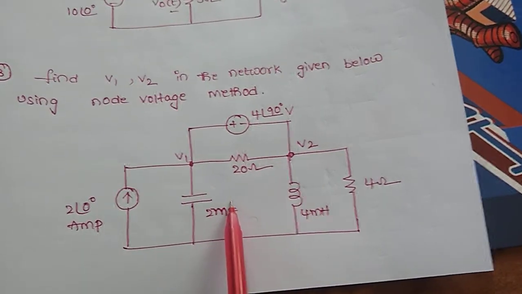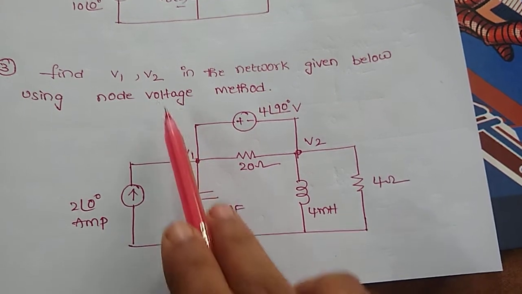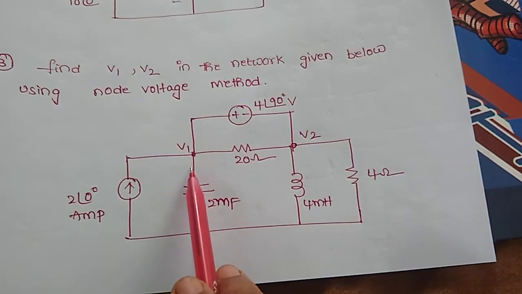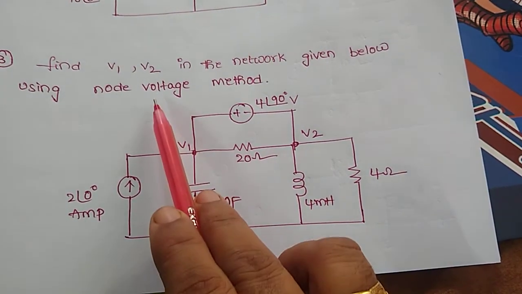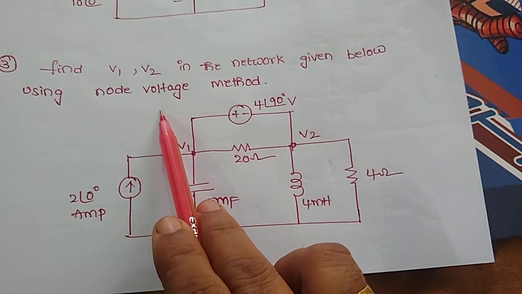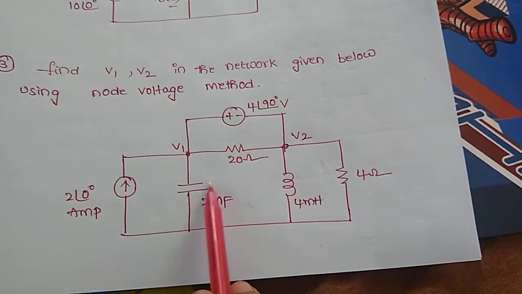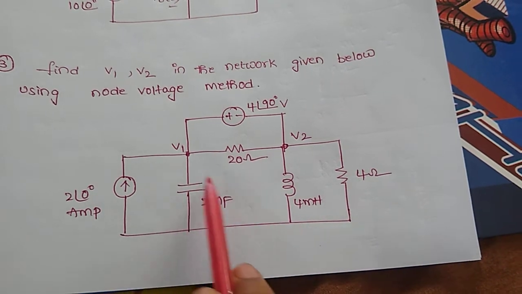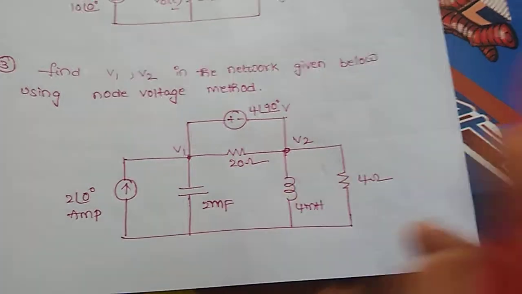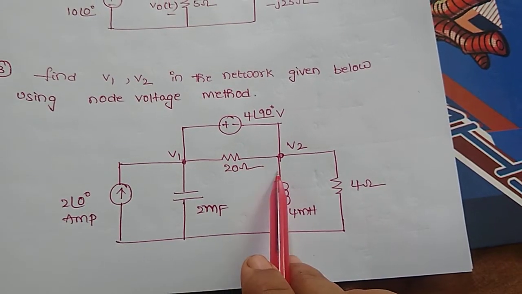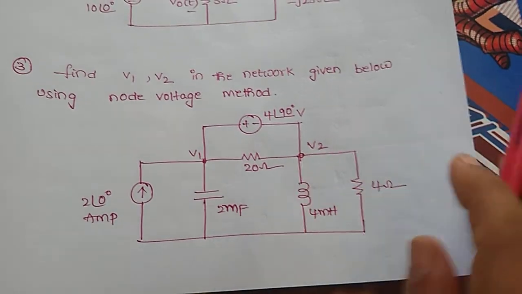And this is also one more AC network. Here we need to find out V1 and V2. V1, V2 are the unknown node voltages which we want to find out using the node voltage method. So simply we can apply KCLs at these two unknown node voltages, which we can determine easily.